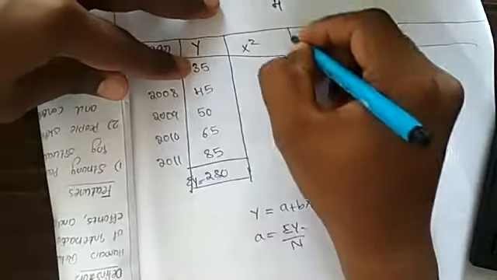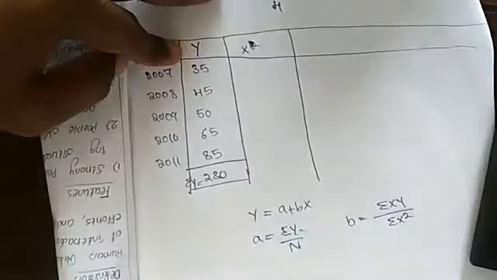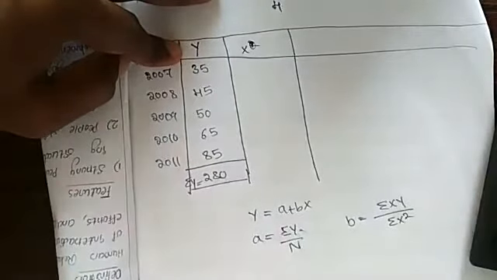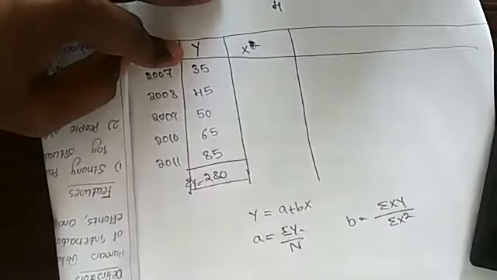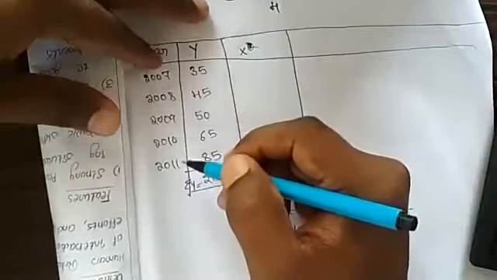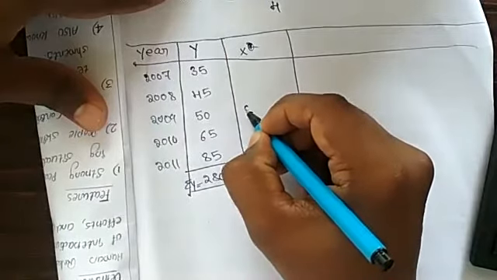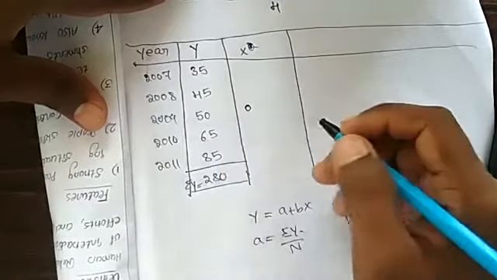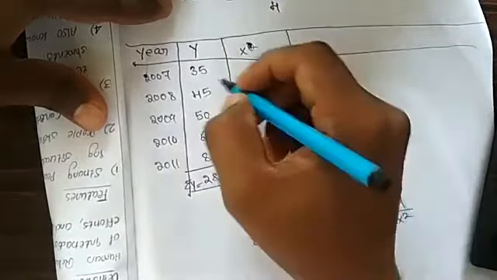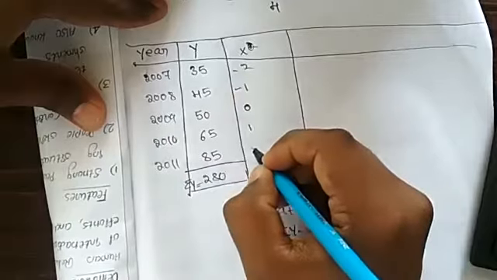Then next, calculate x square. Before that, find out x. You know how to find x. X is nothing but the difference in time. If you take here 5 years are there, so odd years, we can find the exact middle year, that is 2009. If you allot 0 to 2009, for 2008 minus 1, then minus 2. For 2010, 1, 2011, 2. So that is the x values.